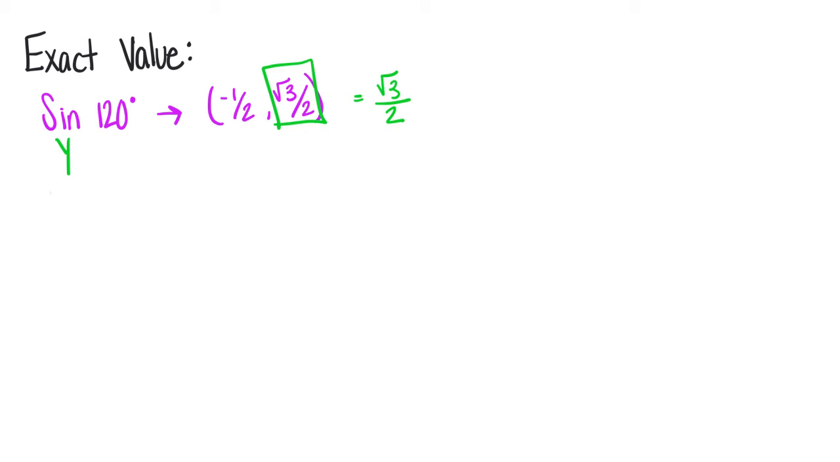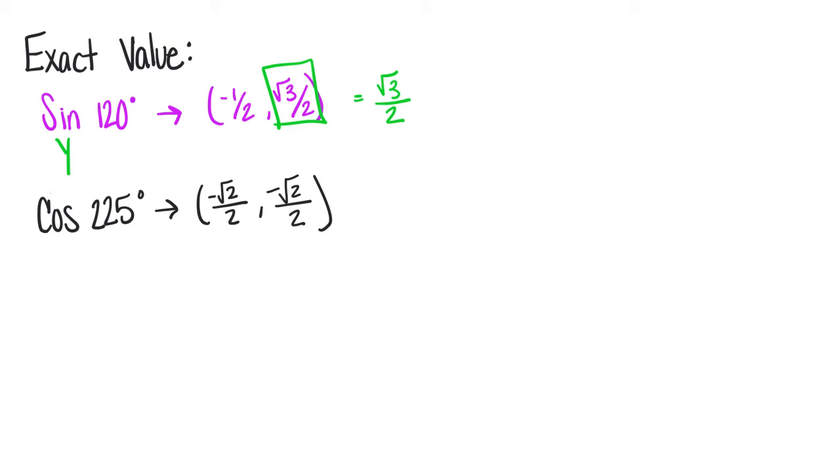Next, we'll take a look at the cosine of 225 degrees. When looking at the cosine of 225 degrees, that is in quadrant 3, and therefore it has the coordinates of negative square root of 2 over 2, negative square root of 2 over 2. Now when we're looking at the cosine, again, we're specifically looking at the x value of the coordinate. So we're looking at the negative square root of 2 over 2 as being our answer to the cosine of 225 degrees.